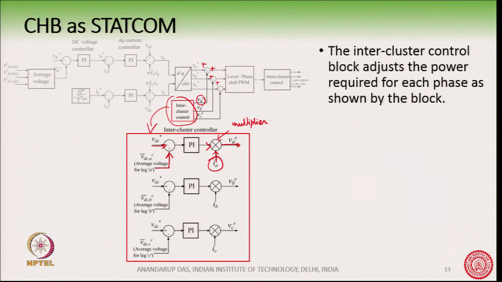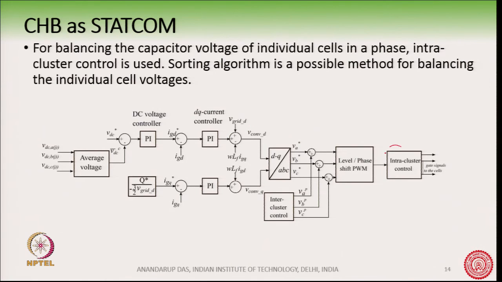To these 3 references, VA star, VB star, VC star, we are doing a fine adjustment of active power. So, that 100 watt splits into 110 and 90. So, that small active power is this VAP, VBP and VCP, okay, that we are adding there. Again, that is done with the help of this PI control, okay. And then the last part comes.